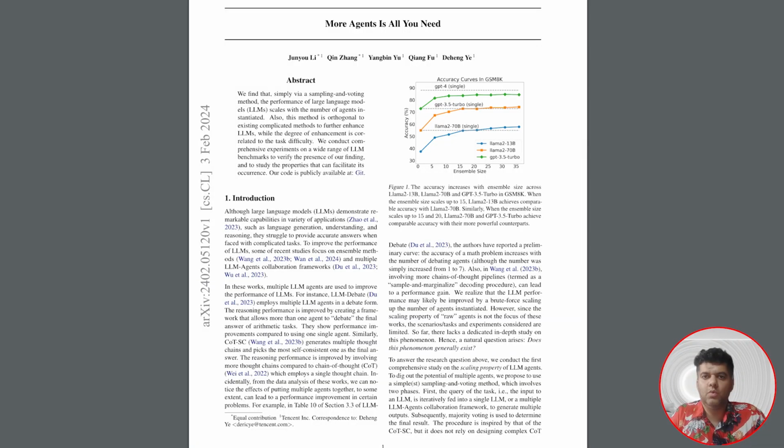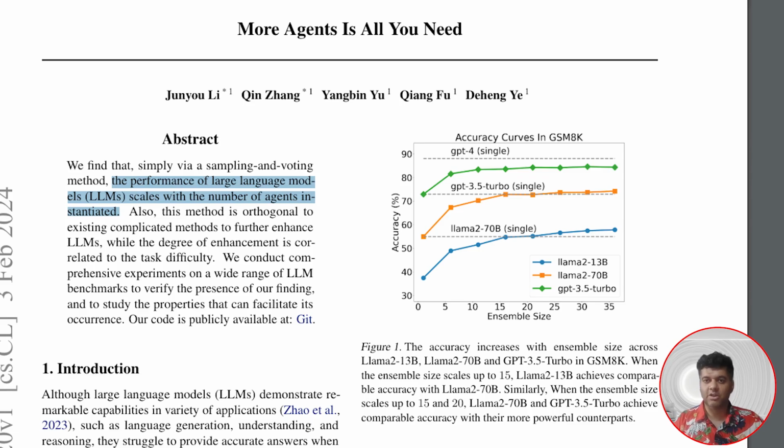Now, I want to take you through what I think is one of the most important research papers recently on this topic, and it's titled More Agents Is All You Need. Now, this paper is important because it builds upon many previous research papers that are referenced here. It says the performance of large language models scales with the number of agents instantiated. Interesting, right? Check out the highlighted text.